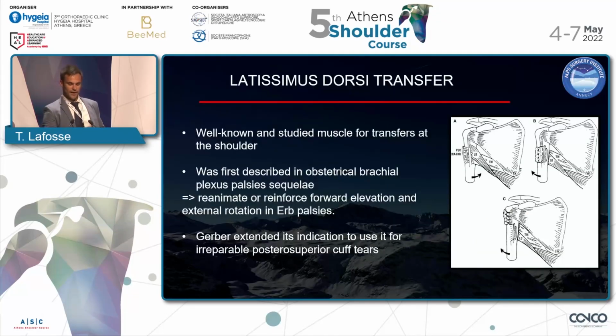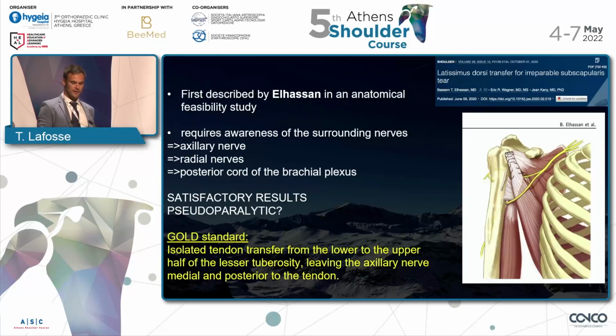So this is why the idea about using the latissimus came, and the latissimus dorsi transfer is a well-known transfer. Philippe and Bassem have spoken about it, and we have heard about it. It was described for ER palsies, and then for posterior irreparable cuff tears. And Bassem described in a feasibility study the transfer for irreparable subscapularis lesions. It requires some awareness for the surrounding nerves.